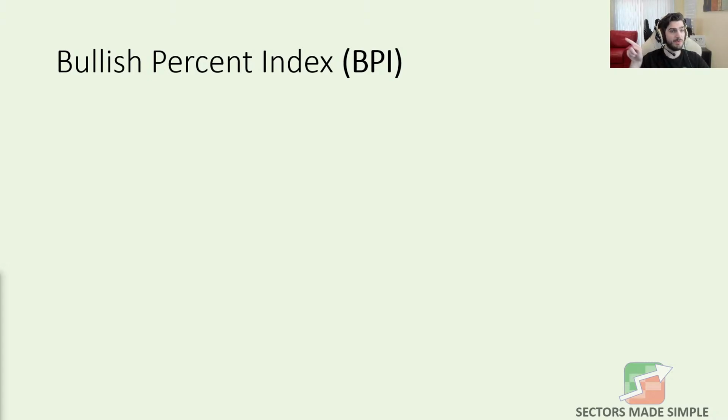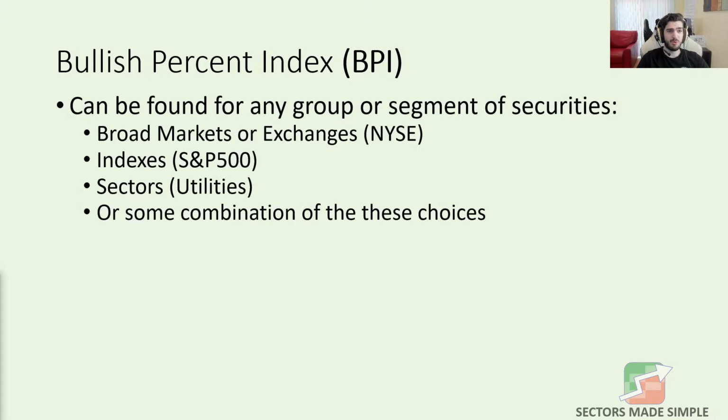But for today's topic, we're here to talk about BPI. So let's get right into BPI. BPI can be found not for one stock. You can't get a BPI of one stock. Instead, it can be found for any group or subgroups of securities. This could be something like a broad market or an exchange, like the New York Stock Exchange. It could be for an index, such as the S&P 500 or the Russell 2000. Or it can be for sectors, utilities, technology, real estate, or some combination of them.